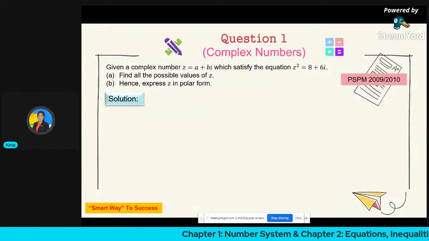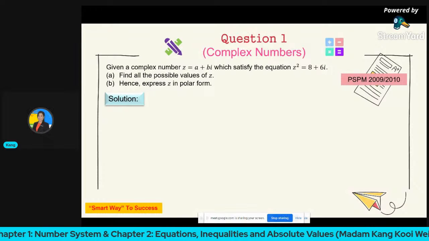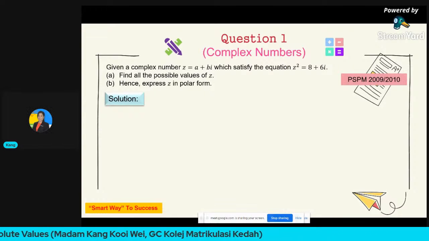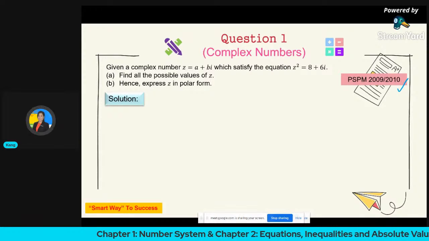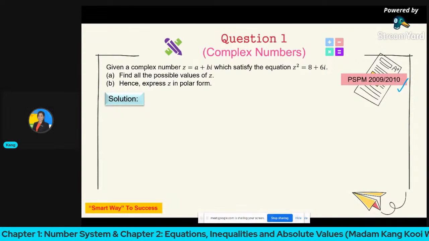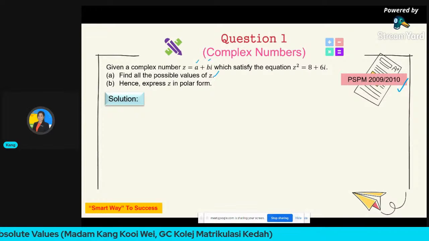Now we are going to master the technique of solving complex number questions. This question is a previous examination question from the 2009 and 2010 session for our PSPM. Given a complex number z equals a plus bi, which satisfies the equation z squared equals 8 plus 6i, find all the possible values of z. Hence, express z in polar form.